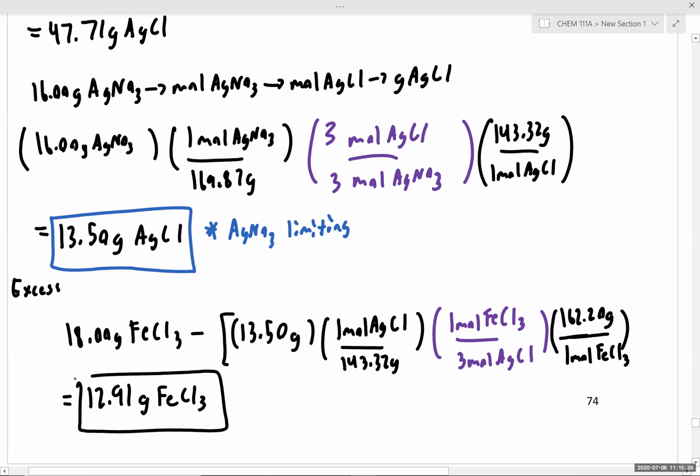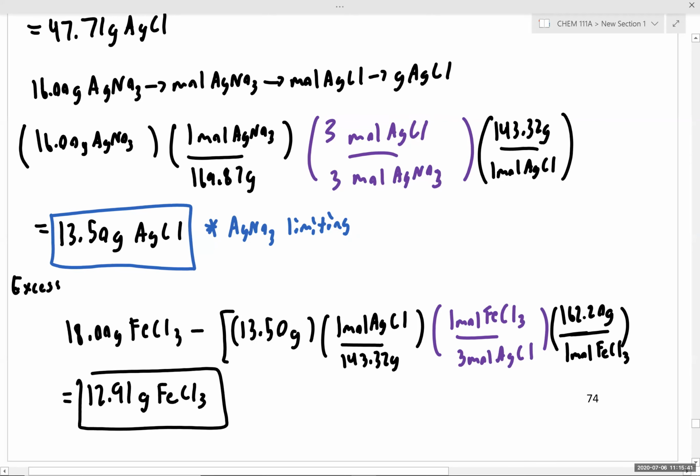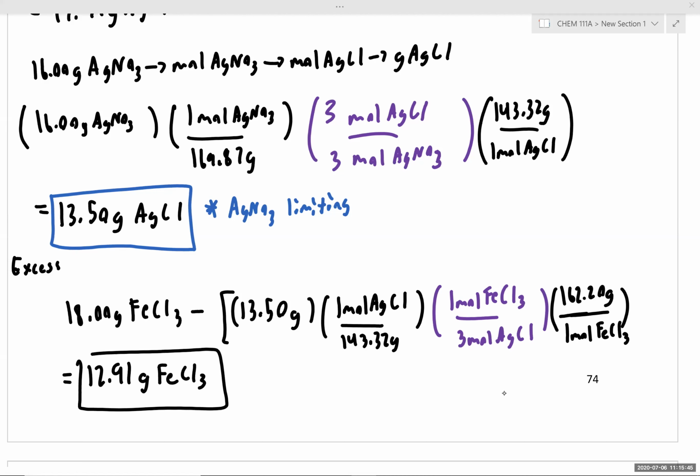Does this example make sense to everyone so far? Any questions on this example so far? Yes, so for finding the excess, you had a question on that? Yeah, there are many different methods to go about solving these problems, as long as you're consistently getting the same end result. So let's look at your proposed method.